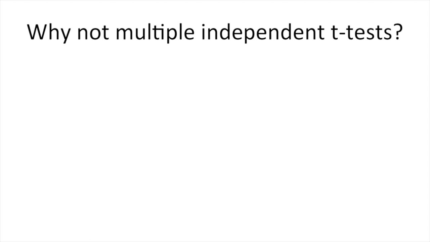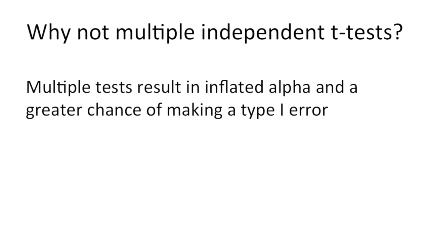So why should we do a one-way ANOVA as opposed to doing a series of independent t-tests for all the possible pairs? Well, multiple tests result in inflated alpha and a greater chance of making a type 1 error. So recall from back in Lesson 8, a type 1 error is when you reject the null hypothesis when the null hypothesis is really true.